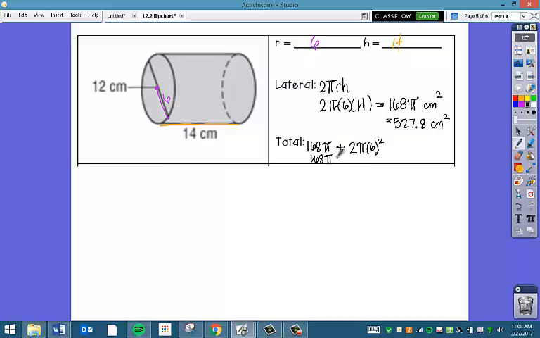168 pi plus 72 pi. So in terms of pi, I just have to do 168 plus 72, which is 240. And then I stick on the pi. So 240 pi. Or I could type in the pi button on my calculator to get a decimal. So if I wanted to round to the nearest 10th, it'd be 753.98, which would actually round to 754.0. Just read the directions.